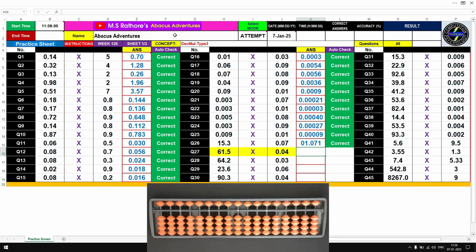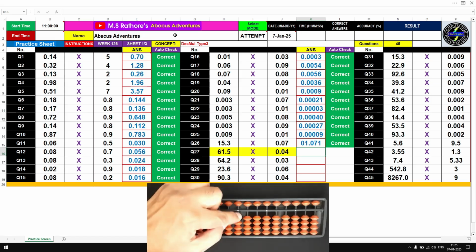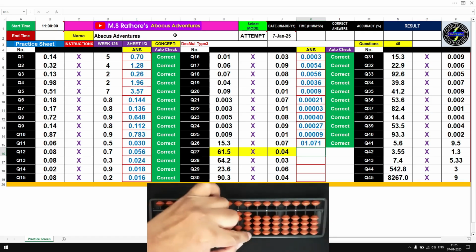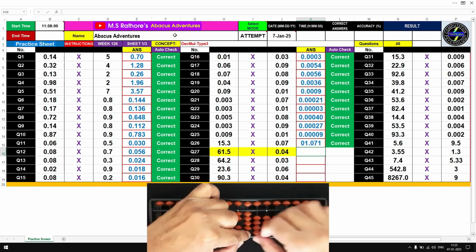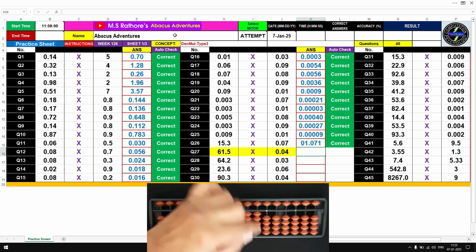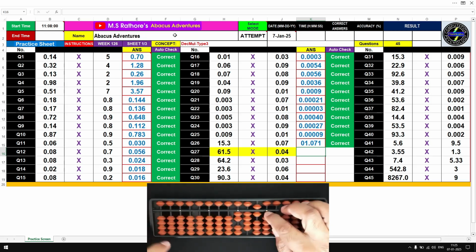Question number 27, 61.5 multiplied by 0.04. This question is similar to question number 26. The same rule applies here. Two digits in the integral part of the multiplicand and a 0 after the decimal point in the multiplier. So +2 -1, we have to take rod number 1. 4 6s are 24, finger shifted. 4 1s are 0, 4, finger shifted. 4 5s are 20, and the answer starts from rod number 2 and ends here.